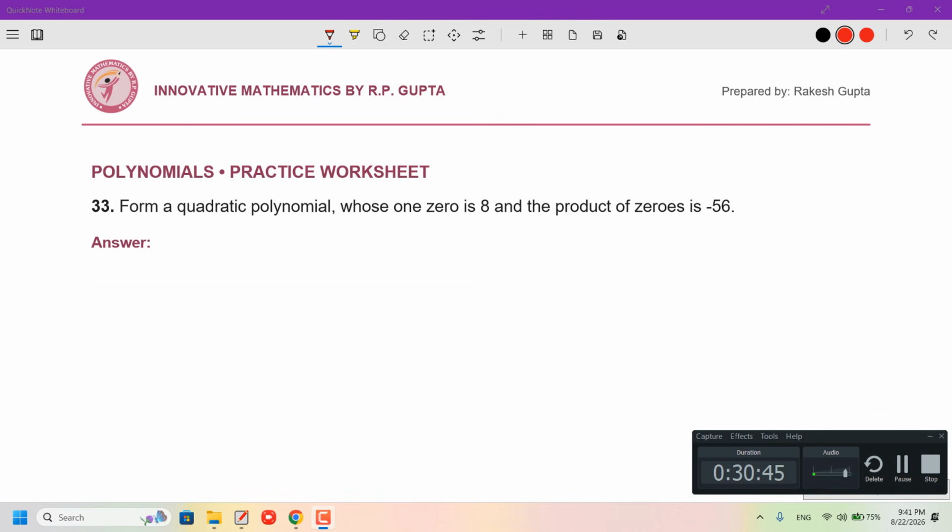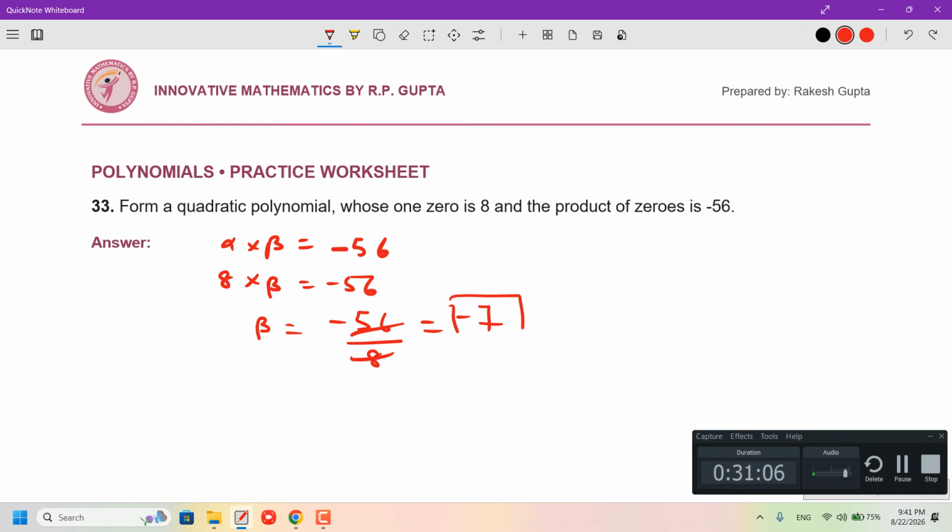So in this question, product of two zeros is minus, so alpha into beta is equals to minus 56. So 8 into beta equals to minus 56, and beta is equals to minus 56 by 8, that is minus 7. Form a quadratic polynomial that alpha plus beta 8 plus minus 7 equals to 1, and alpha into beta is minus 56.